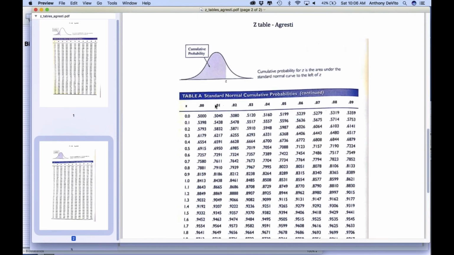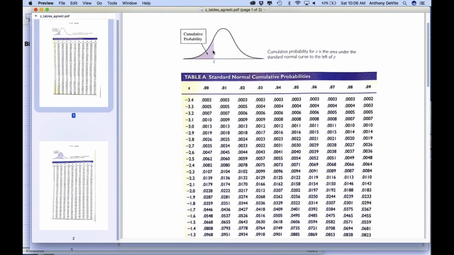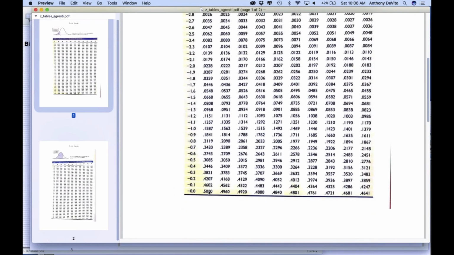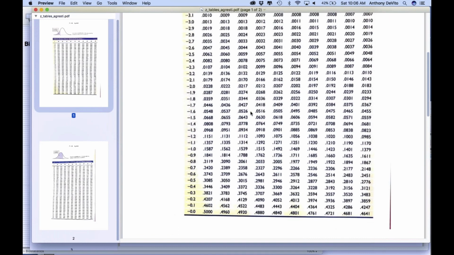So naturally, if you have 0 as your z-score, that's the mean. So it would be right in the middle, and the area to the left would be 50% of the distribution. If you had a negative z-score, then that represents an area that's going to be less than 50%. Notice the highest one here is 50%, which is just 0 again. All the others are smaller than 50%. The numbers in here represent areas to the left. These numbers in the column represent the z-score.